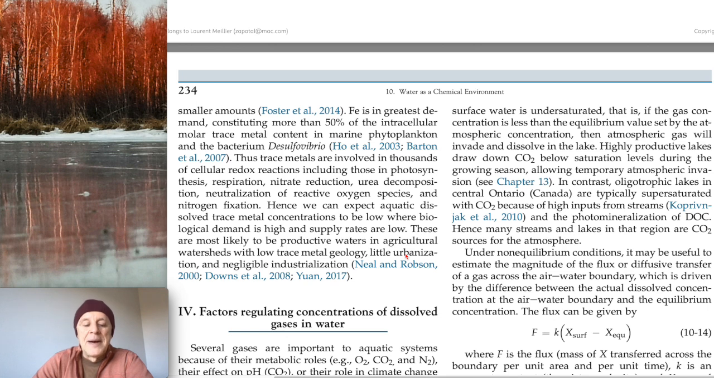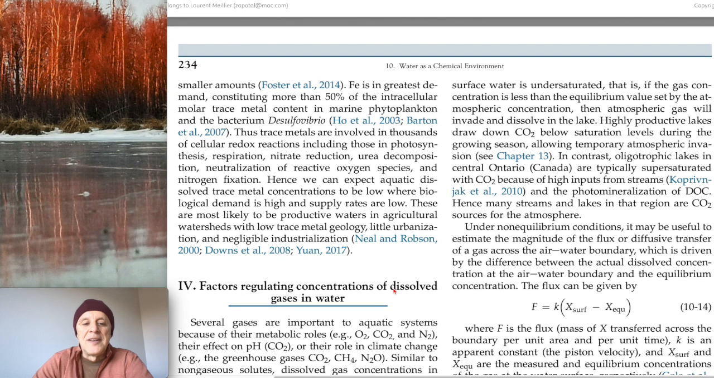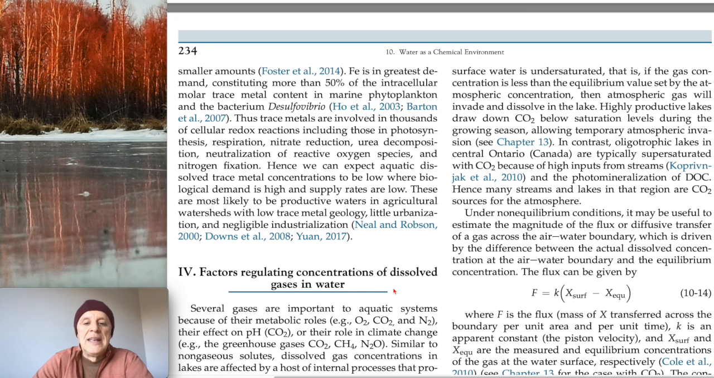the bacterium Desulfovibrio. Thus, trace metals are involved in thousands of cellular redox reactions, including those in photosynthesis, respiration, nitrate reduction, urea decomposition, neutralization of reactive oxygen species, and nitrogen fixation. Hence, we can expect aquatic dissolved trace metal concentrations to be low where biological demand is high and supply rates are low. These are most likely to be productive waters in agricultural watersheds with low trace metal geology, little urbanization, and negligible industrialization.